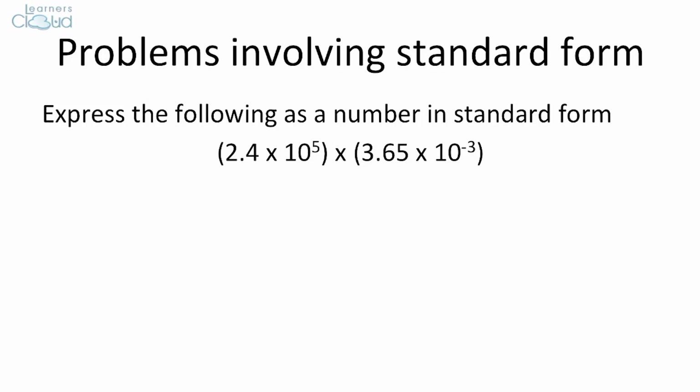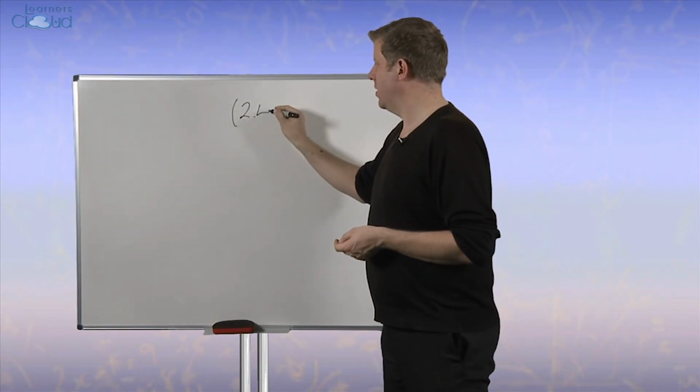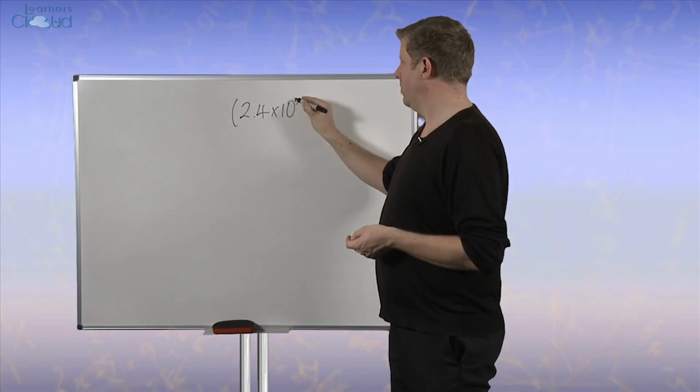So let's work through some questions together. The first one we'll have a look at is a multiplication sum involving two numbers in standard form. And you can see the question up here. It wants us to express that sum as a number in standard form. So 2.4 multiplied by 10 to the power of 5 times 3.65 times 10 to the power of minus 3. So we have our two numbers in standard form.